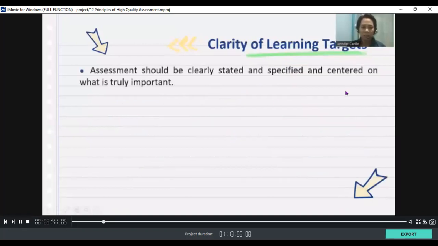So assessment should be clearly stated and specified and centered on what is truly important. Okay, so we only have limited time, and so teachers should carefully choose the learning outcomes that she wants to develop by the students and what assessment she will make appropriate to the learning methods.